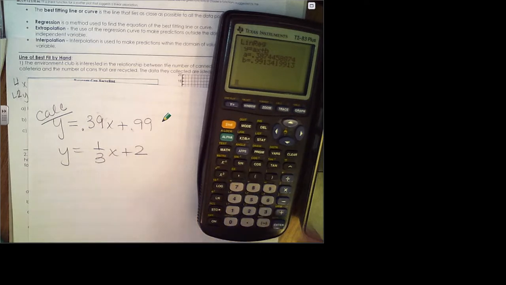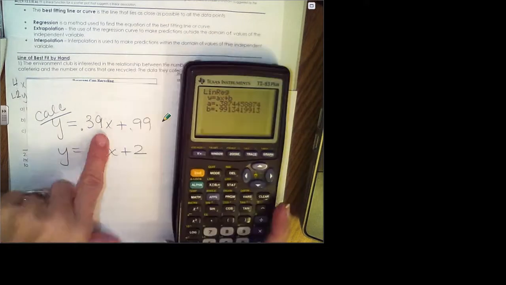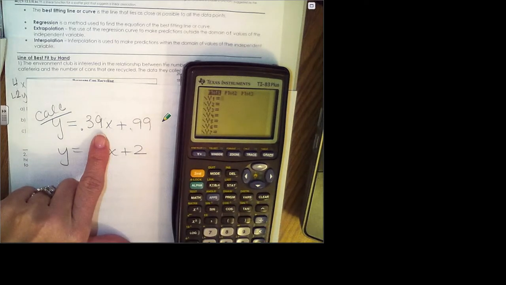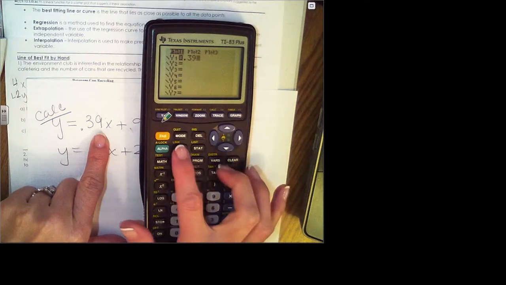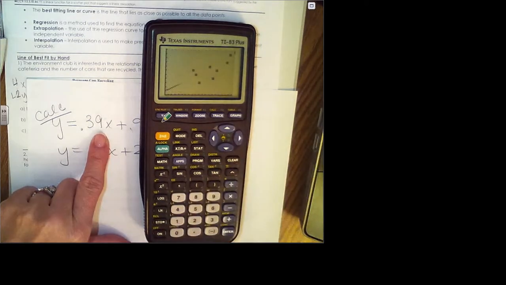Okay? Now, if we want to see how close we are, we wrote down our equation. What I'm going to do now is go to Y=, and that just basically is slope-intercept. Y equals 0.39, x is right here, plus 0.99. That's the equation that the calculator gave us. And now I'm going to hit graph, and as you can see, it draws it right in the middle of our data. And that's what the calculator is saying is the line of best fit.